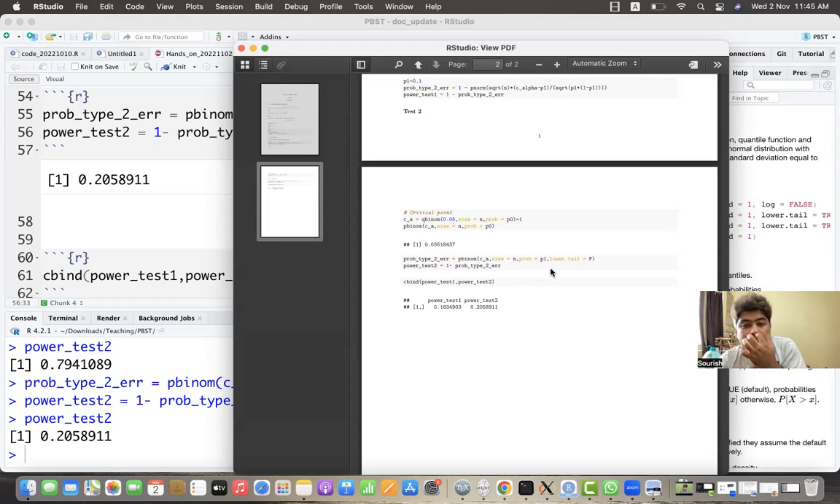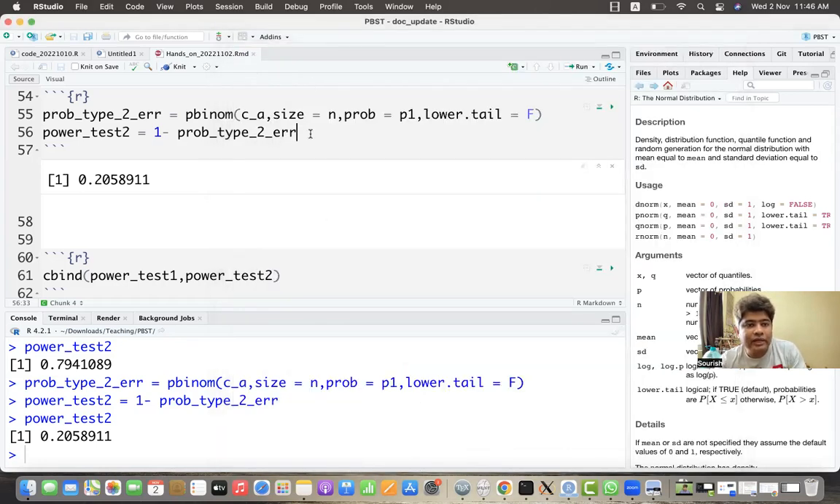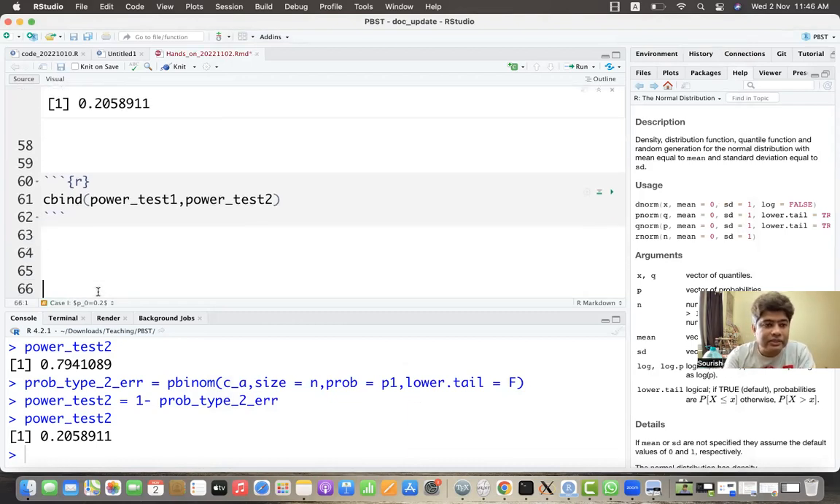Now you can ask me, sir, what about the fact that you have chosen P1 to be 0.1 ad hoc. So one way of doing it is you write a function here for different values of P1 and calculate these powers and plot them. So one possible thing is that P1 is a sequence of numbers. So now calculate power.